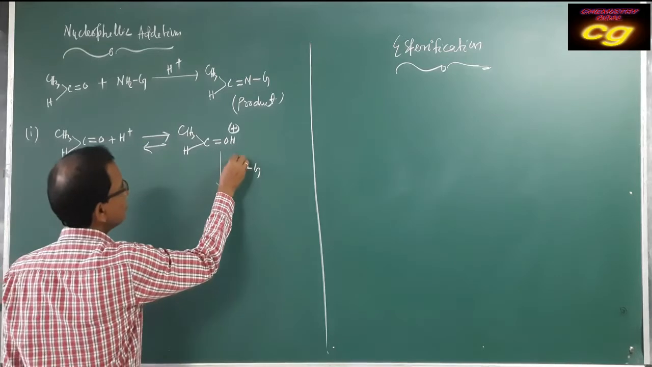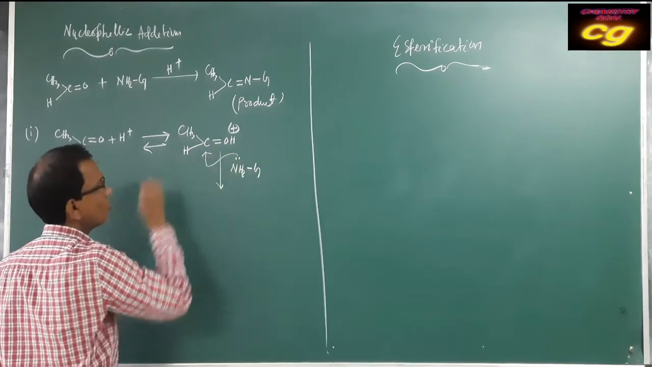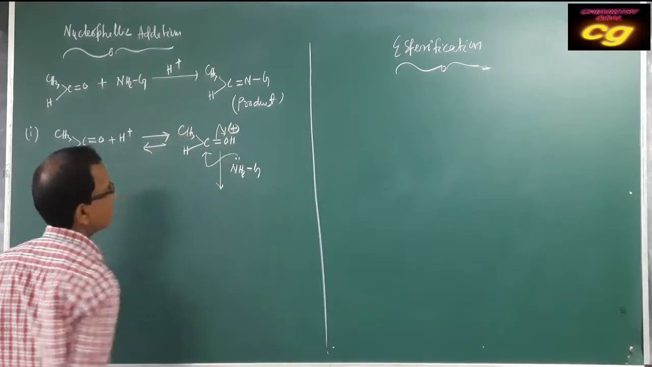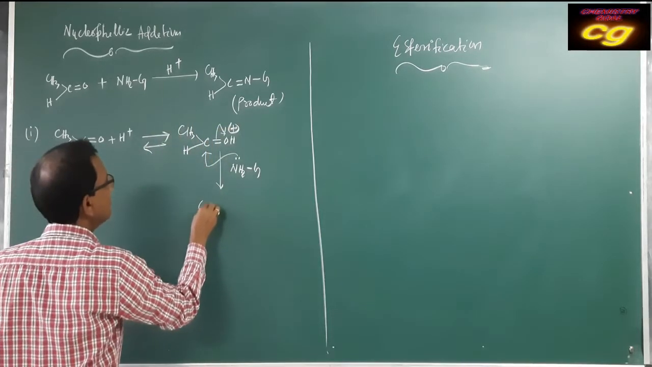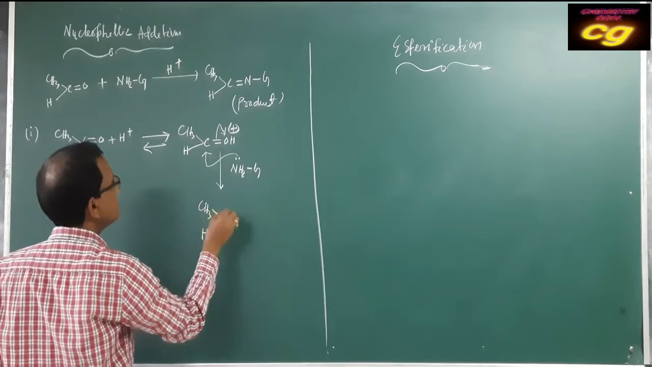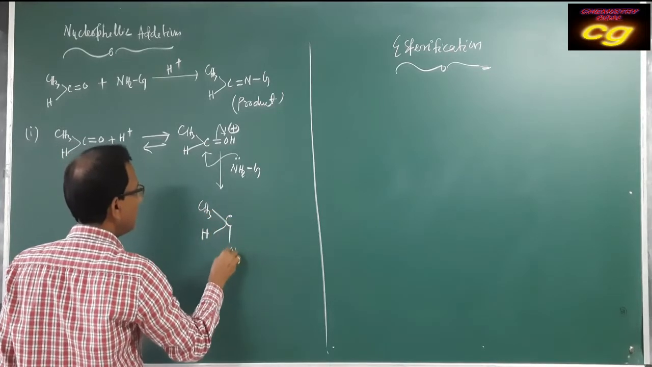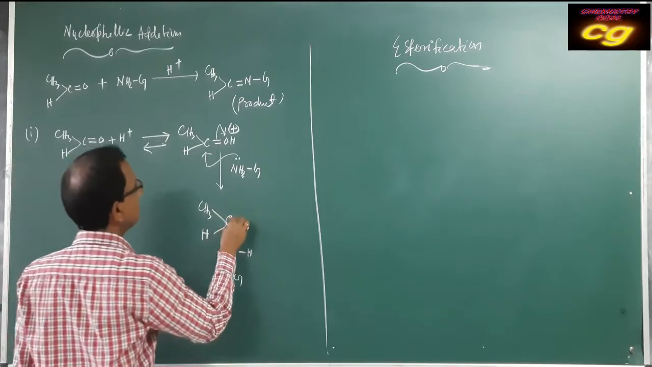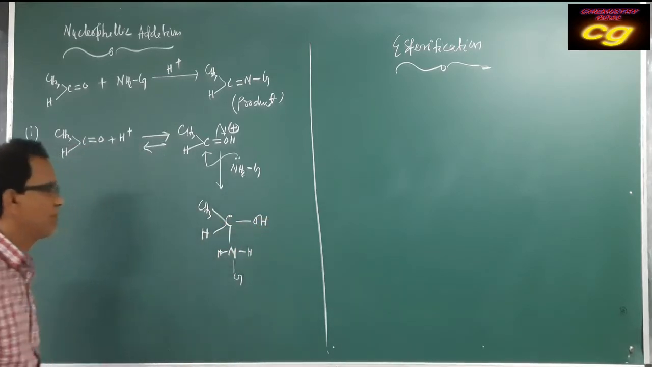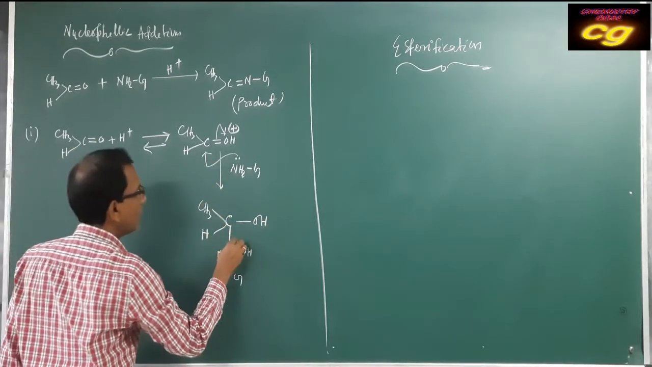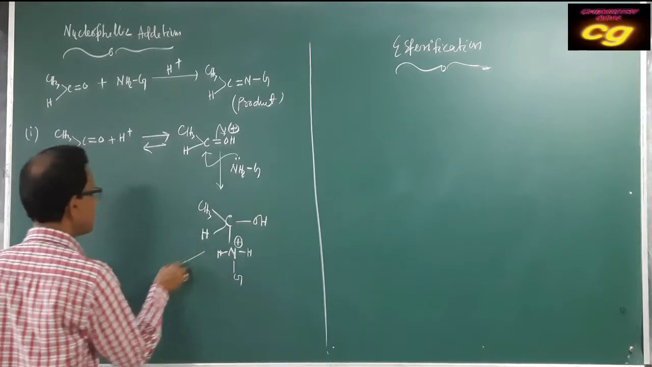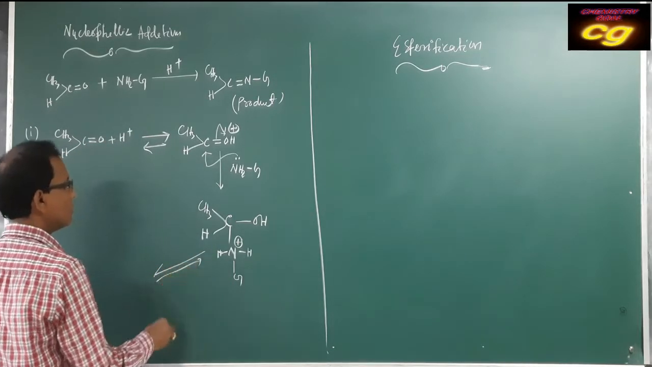So what happens? This nucleophile will attack the carbon atom, then breaking of this pi bond takes place. Then this CH3 and the C, then NH G remains, then a single bond OH is formed. And here, after donating its lone pair, it becomes positively charged. Then what happens? Loss of proton takes place.